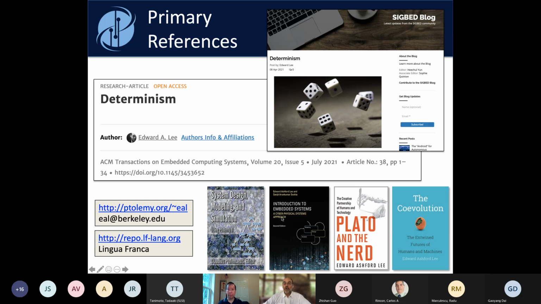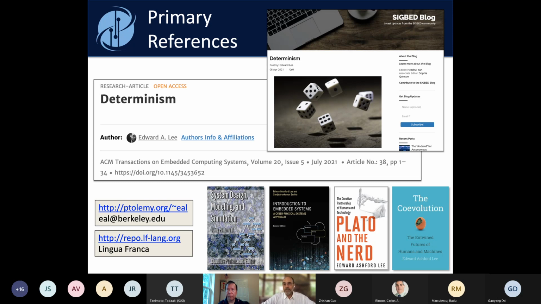The Ptolemy book is all about modeling and design of concurrent and real-time systems, and it has a very heavy emphasis on deterministic approaches to design. The Introduction to Embedded Systems book is a quite technical textbook that has a very strong focus on modeling, and it talks both about the use of deterministic models and also the use of non-deterministic models. And then these other 2 books are much more philosophical. The Plato and the Nerd book has an entire chapter on determinism. And the Coevolution book has a few discussions, some of which I will be highlighting in this talk.